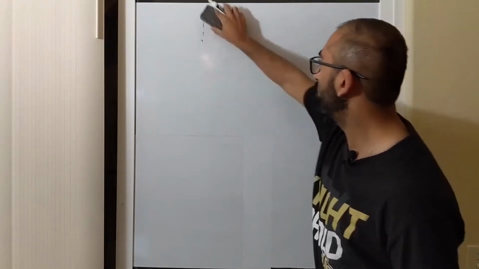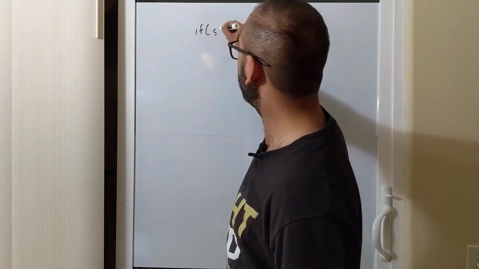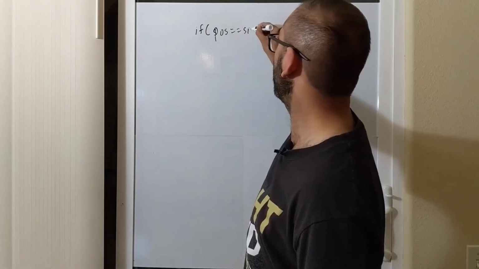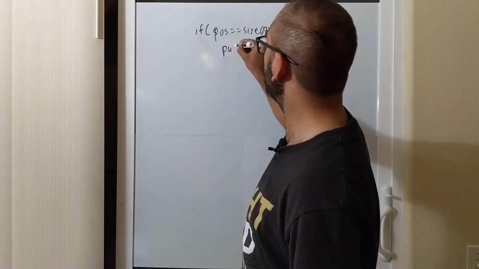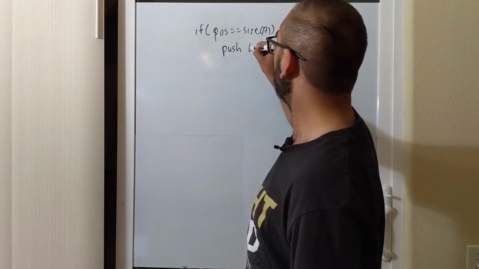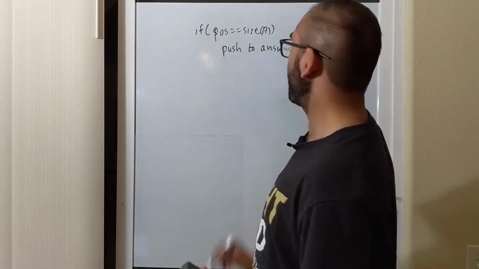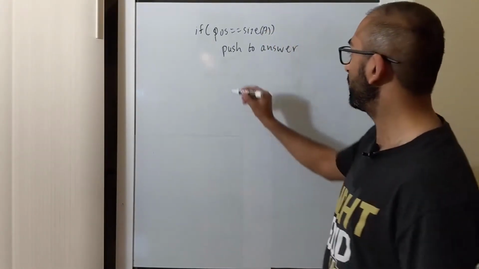Now let's look at the code a little bit. The base case is kind of simple. If you've reached the size, if your position is equal to the size of your array, what are we going to do? You're going to push the value to answer. Okay. Now if that's not the case, you're going to do a for loop.